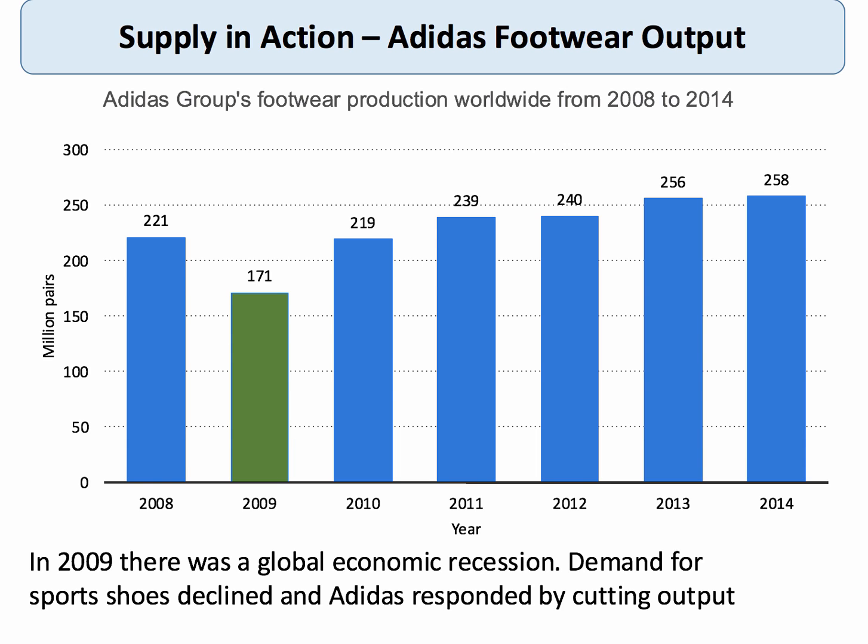Here's an example of supply in action. Adidas, of course, is one of the world's biggest sportswear companies. They make millions of pairs of shoes every single year. 2009 was a year of global recession for the world economy. And note here that Adidas scaled back their production of shoes quite sharply from over 220 million pairs in 2008 to just 170 million in 2009. Since then, of course, production has increased again as demand has recovered. But here's a really good example of a global company scaling back supply quite quickly when world economic conditions deteriorated.